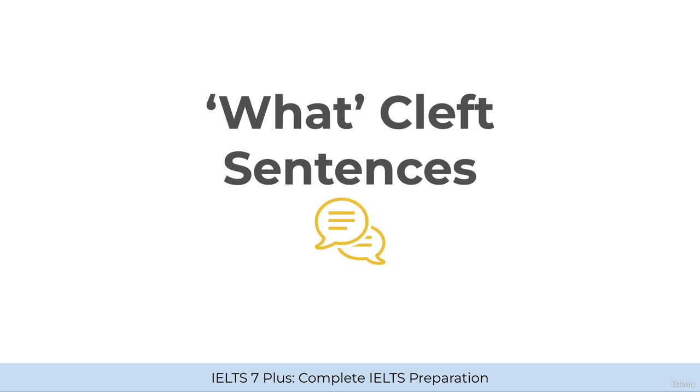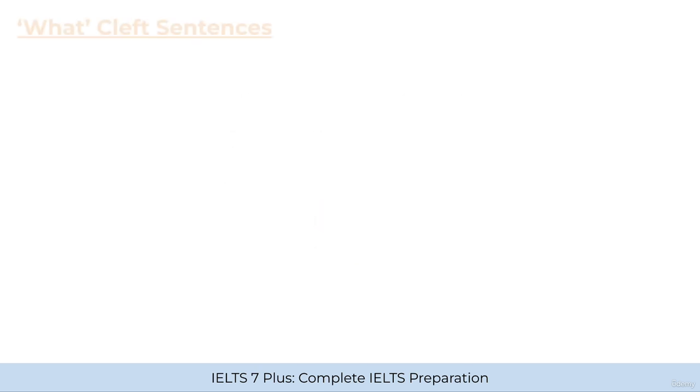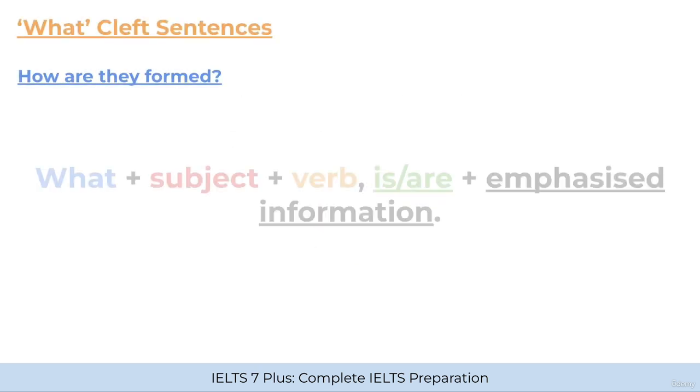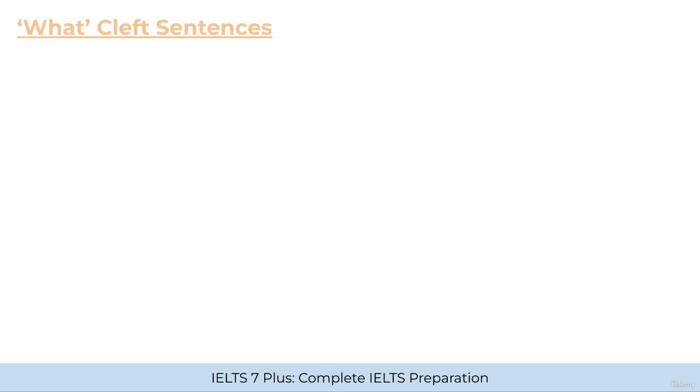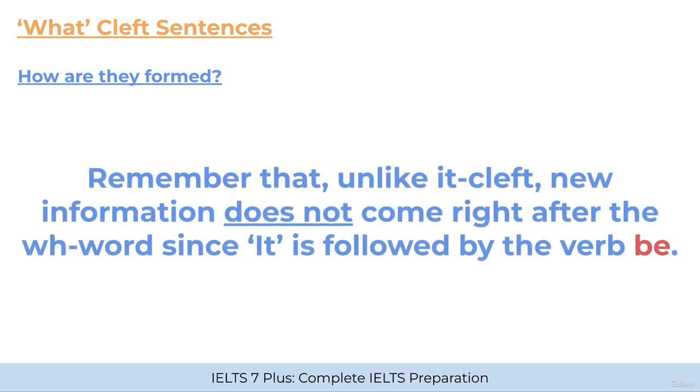Now there's a different type of cleft sentence that you might be aware of. You can use what cleft sentences. So, how are these sentences formed? Well, we have our word what instead of it here, followed by the subject, followed by the verb to be, is or are most of the time, and then emphasized information. So it's a little bit different from our it cleft sentences. So what do we need to remember with what cleft?